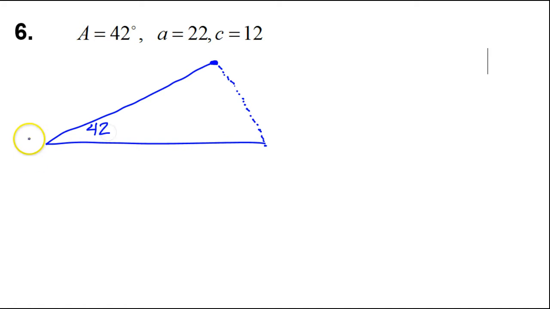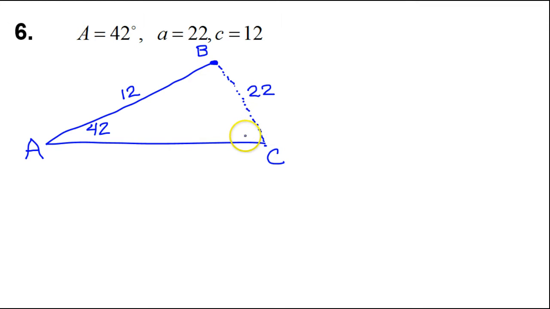So this will be my 42 degrees. That's going to make this angle A. That makes this side A, so that'll be my 22 right here. So I have angle A, and I have side A is my swing side. The other side is going to be the rigid side. So I will put the 12 here on the rigid side. So that is side C, which makes this angle C, which means this must be angle B up top.